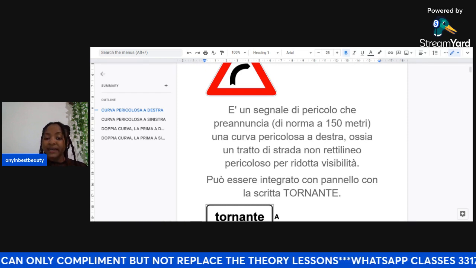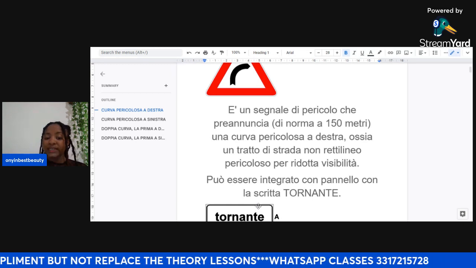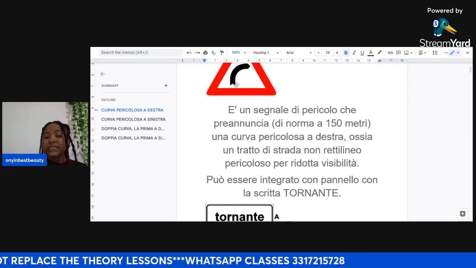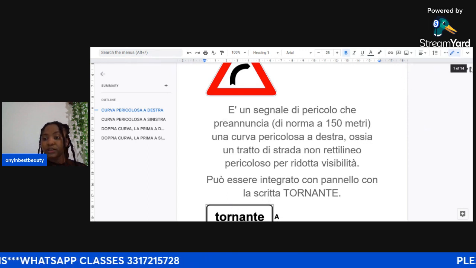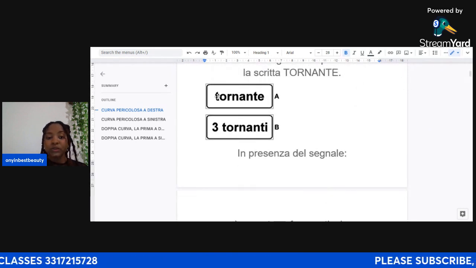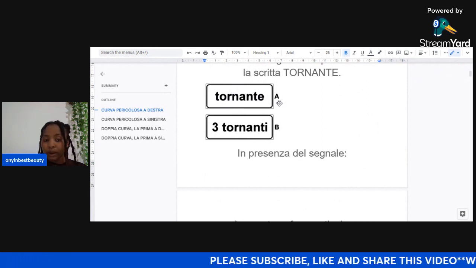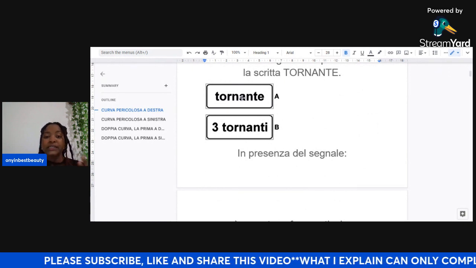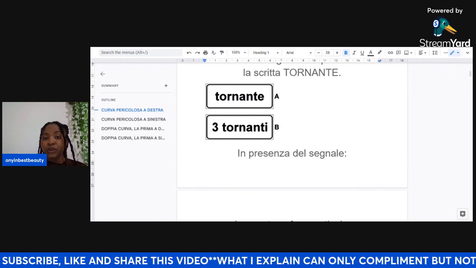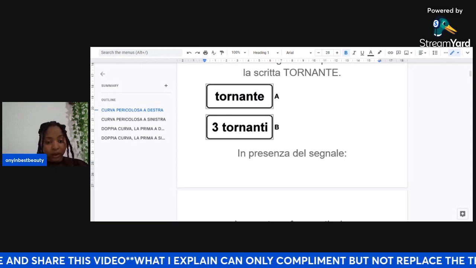Può essere integrato con un pannello con la scritta tornante. Now, when you see this sign, it can be integrated with this particular sign here. Let me try and bring it down a bit. You can see it underneath that sign, telling you of a turn. You can see just where they wrote it here, tornante. You can see it under this particular Segnale di Pericolo, telling you of a turn.